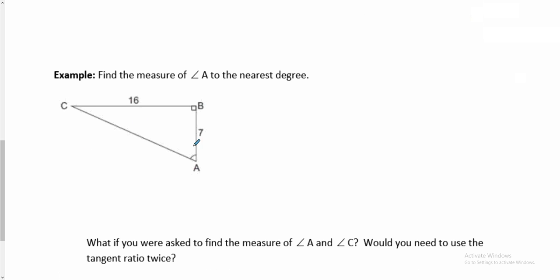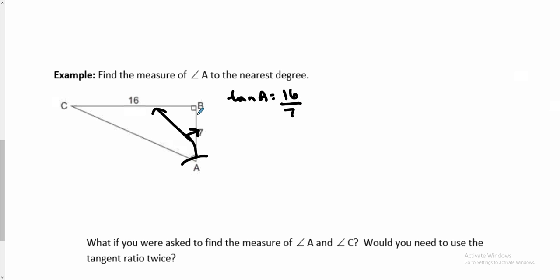Now we're going to take those ratios and turn them into angles. So starting at angle A, drawing our line directly opposite and directly adjacent, tangent A is equal to 16 over 7.